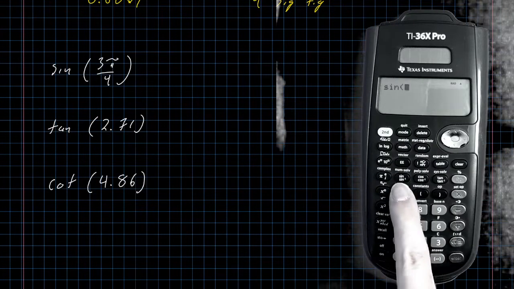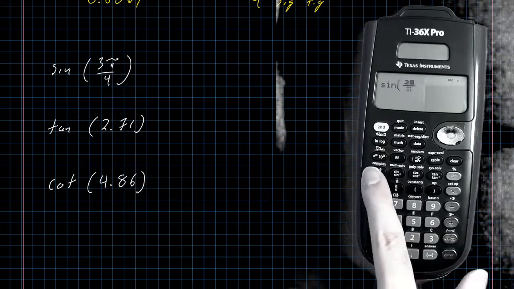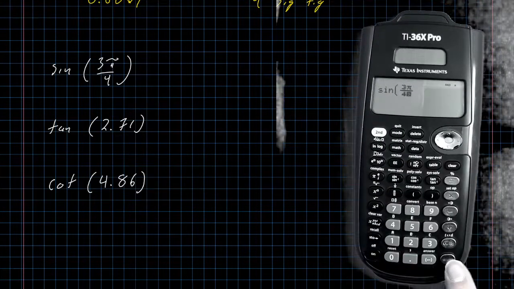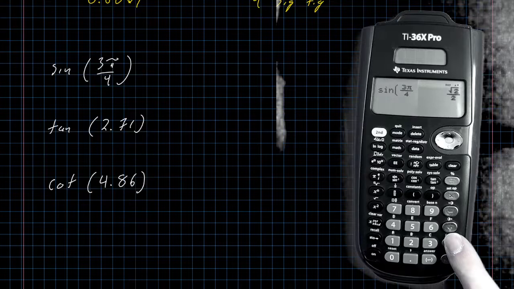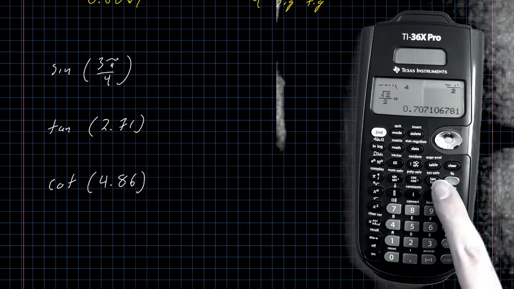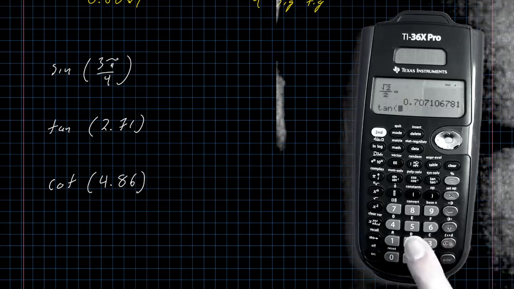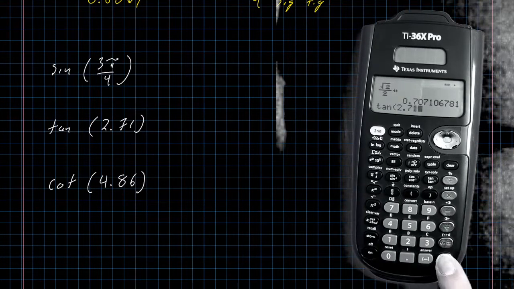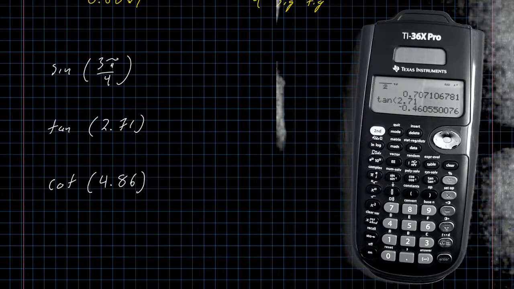Sine, I've got a fraction here. So 3 pi over 4 is going to give me, well, I gave it an exact value, and it spit out an exact value, but I can, of course, always hit the approximation key here to get a decimal approximation for that. The other ones were given to us as approximations. I can take the tangent of 2.71, and my calculator tells me that the tangent of 2.71 is negative 0.46055, etc.